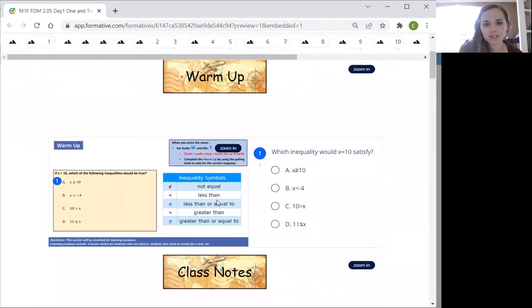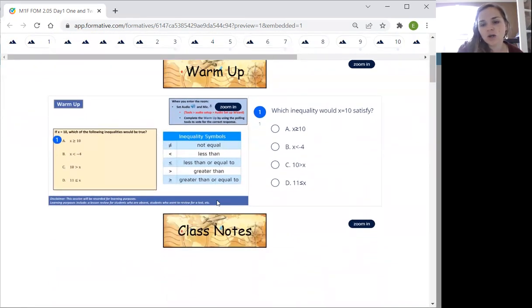Okay, so the first question, your warm-up question is, which inequality would satisfy x equals 10? Go ahead and take your pick there. Which one of these do you think satisfies x equals 10? Going through them, this one says x is greater than or equal to 10. So that one satisfies 10. Okay, let's check them all out.